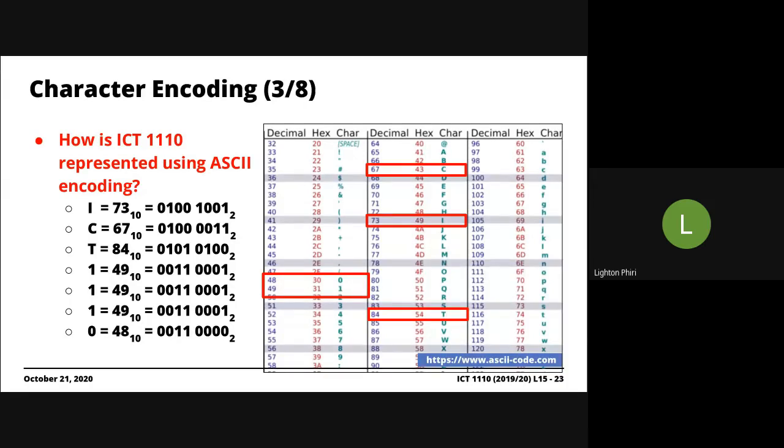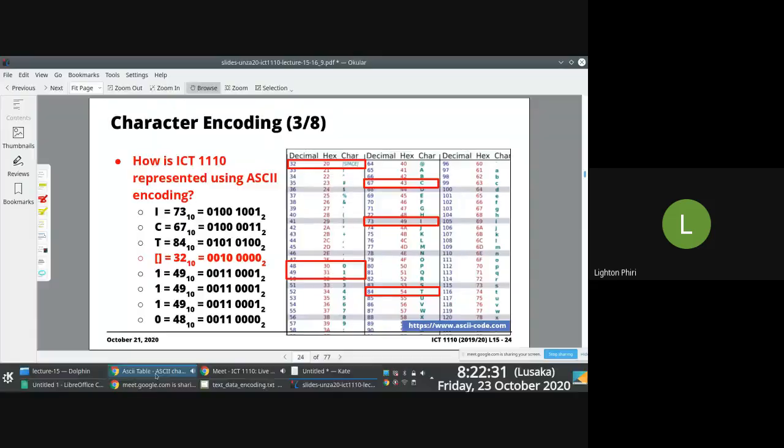But here's the thing. You notice that this ICT 1110 thing here has a space. And the space is a character. It's identified as a character. It has its own separate representation, just like these other special characters that we have. So the ampersand, the percentage sign, the parentheses, the braces, all these things that you find on your keyboard.